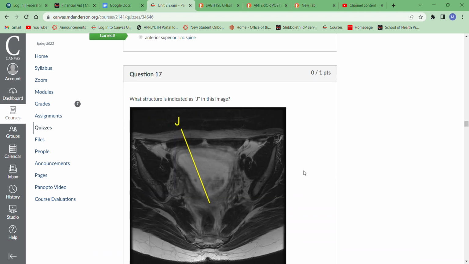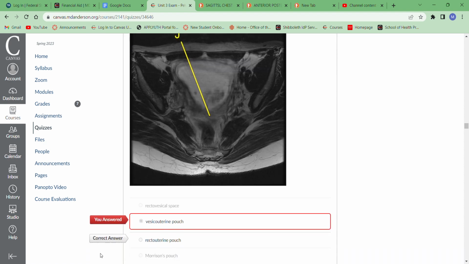So just, if you look at the shape of this person, you can tell what structure is indicated as J. So here is a bladder, here is a rectum. And the answer is rectouterine pouch.